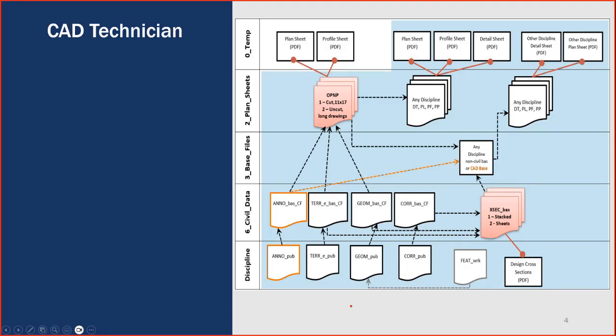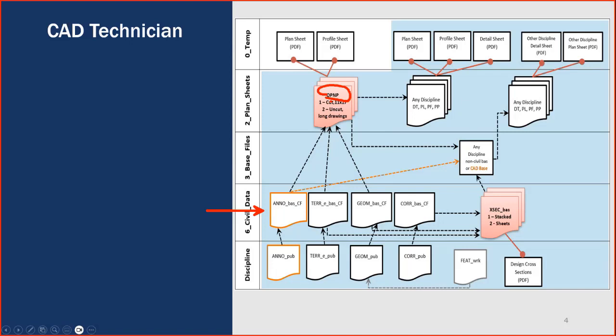But everyone downstream will be able to see the designer's published work sitting in their discipline folder through the lens of the container file. The container files sit in the number 6 civil data folder. They have a direct reference attachment, no nesting, to those pub files. The container files can be referenced into an OP&P, and they should be. The designer should be providing that OP&P file, and I have a minimal OP&P file to show you today.